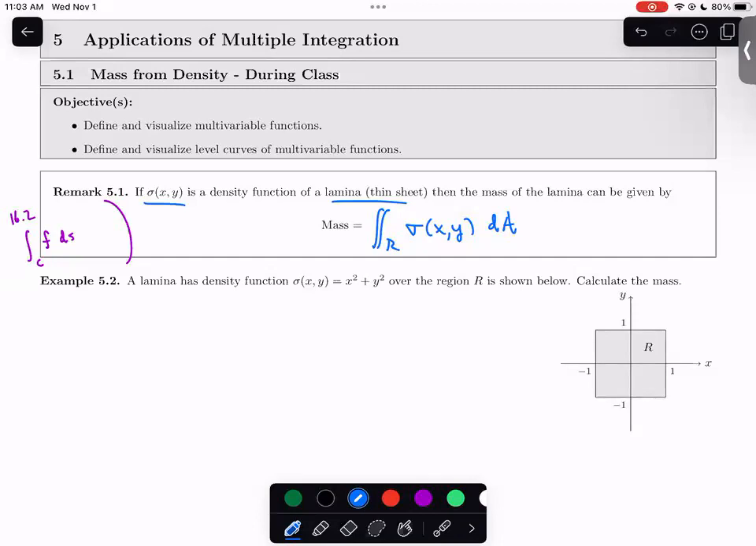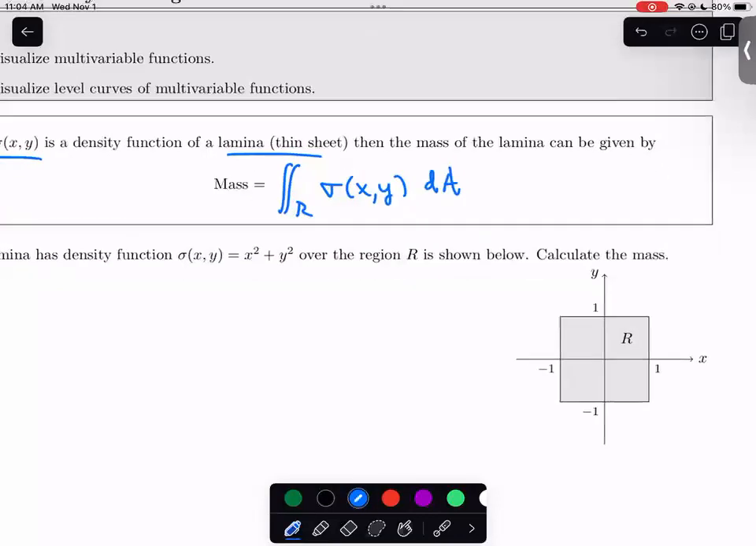So here's my example that I wanted to talk about. A lamina has a density of x squared plus y squared over the region R shown below. So this is a nice square. It looks like it has a width and a height of 2, right? Ranging from -1 to 1 in each case.